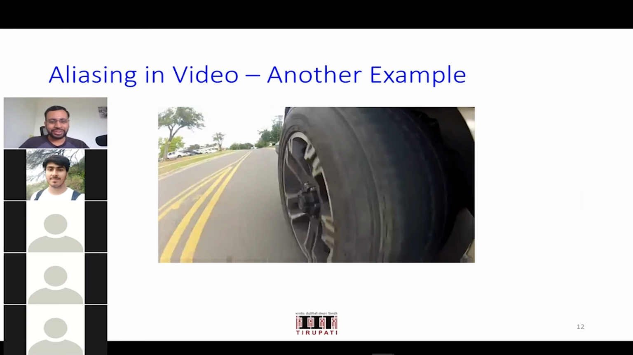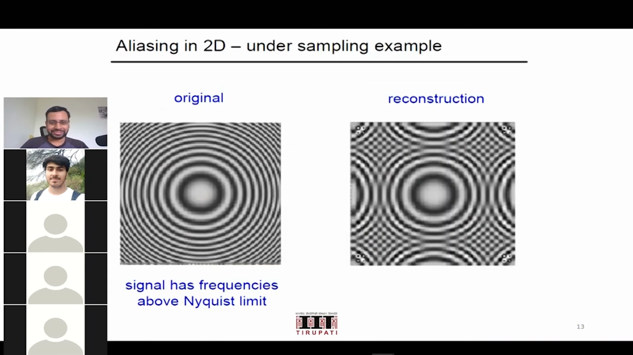Hope it is clear to everyone. Okay, that's aliasing. Okay, one example.